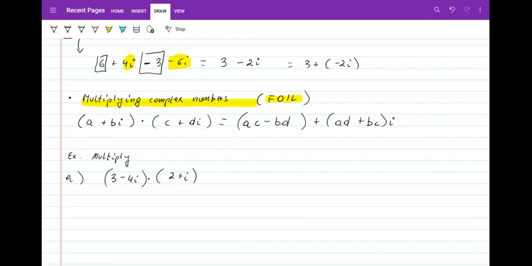Okay, so multiply, again, I'm not a fan of memorizing that formula, so what I'm going to do is FOIL. So F means multiply the first. So we have 3 times 2. O stands for multiply outside, so that will be 3 times i, which is just 3i. I stands for multiply inside, so you have negative 4i times 2. L means multiply the last one, which is negative 4i multiplied by i.